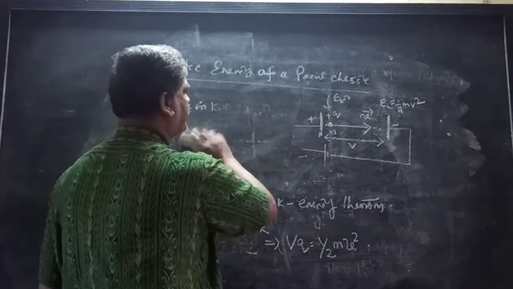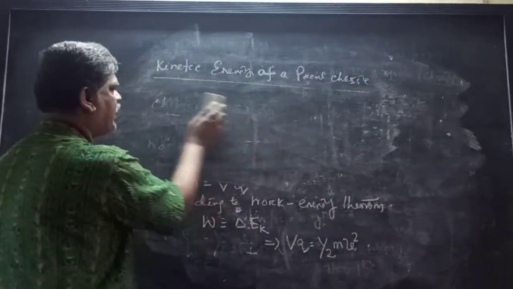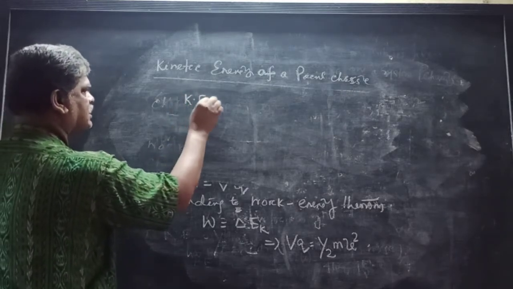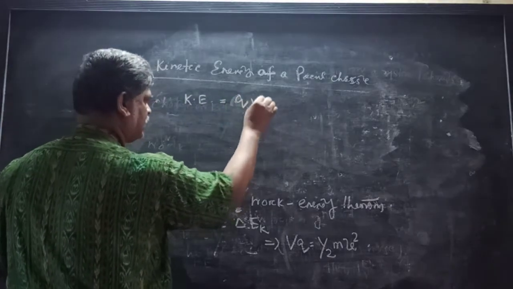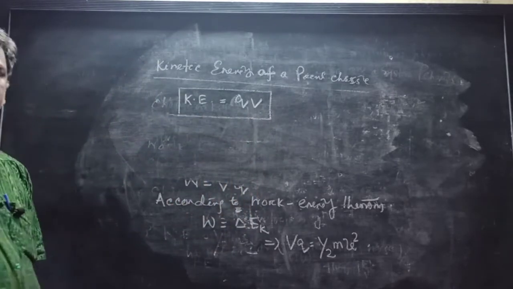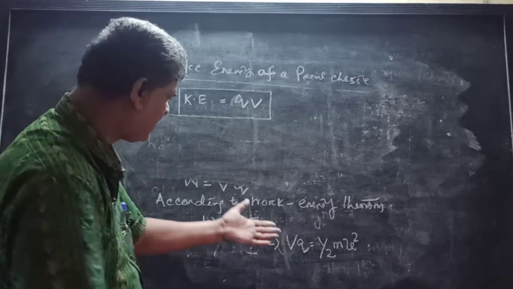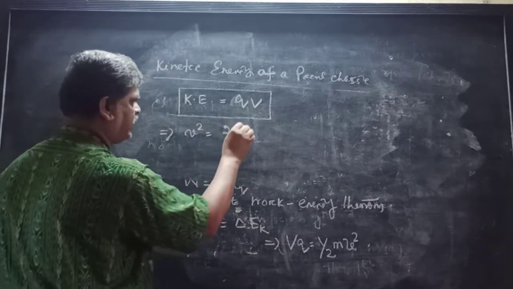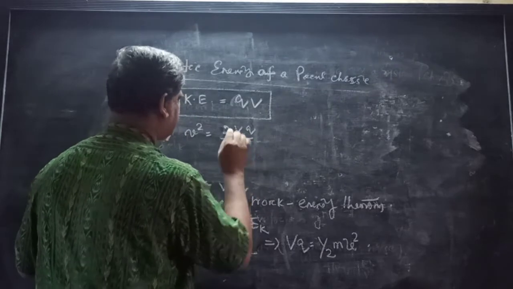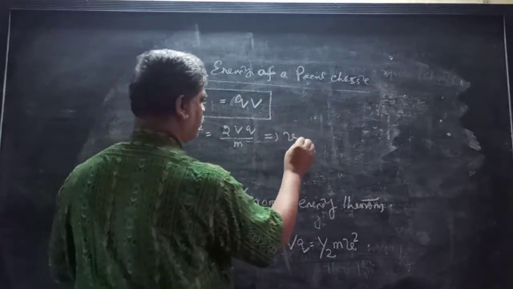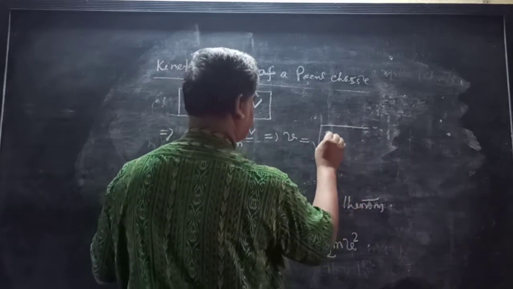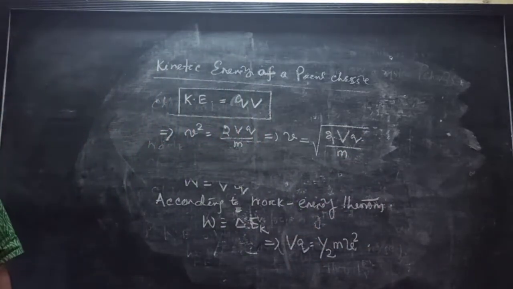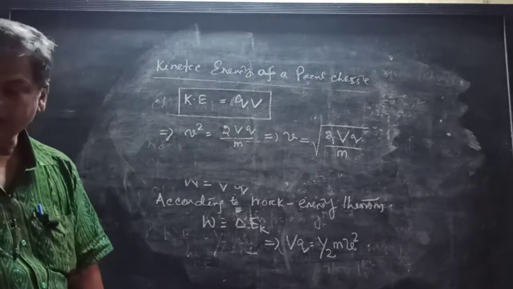So this is the kinetic energy of a charged particle when it moves in a region where the potential difference is V. The kinetic energy is equal to q into V. Now, what is the velocity? If we find it out, v square is equal to 2Vq divided by m. This is your velocity: the velocity of the charge when it reaches the negative plate, that is, the velocity acquired, is the square root of 2Vq divided by m. Clear?